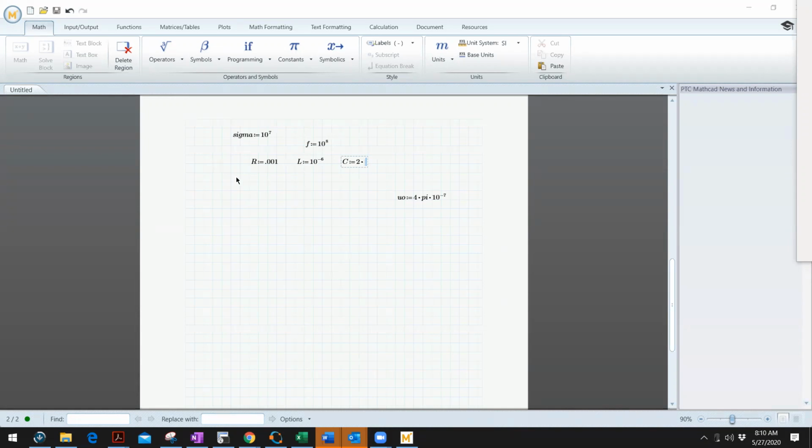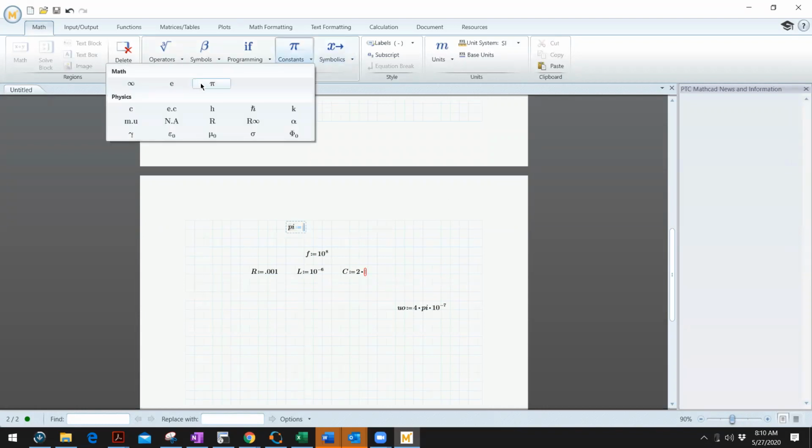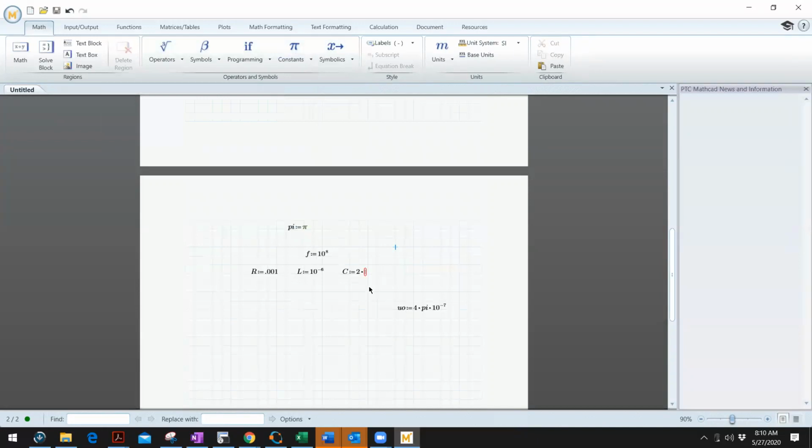Good. Anyway, so we have this. Don't worry about sigma. Something I have to do is always make sure pi is there. This program does not have the automatic pi is pi, so you have to define that. And the capacitance was 2 times 10 to the minus 12, right?